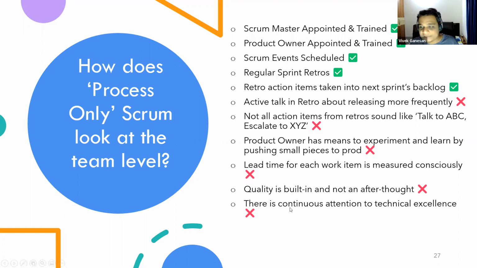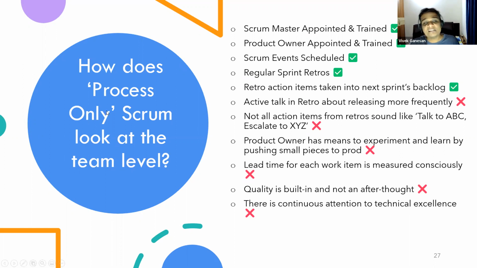And there is continuous attention. I just stole this line directly from the Agile Manifesto's principles. From the 12 principles, there is one: continuous attention to technical excellence. This is something that is missing. We talk about delivery, but there is no continuous attention to technical excellence as such, right?